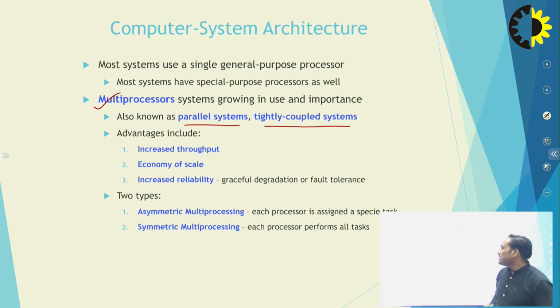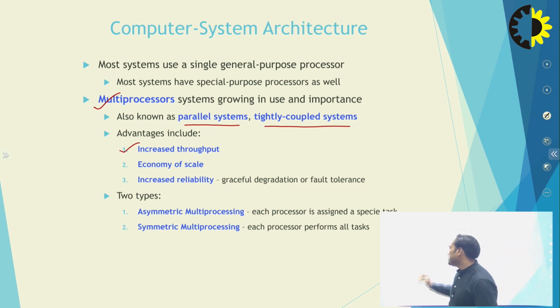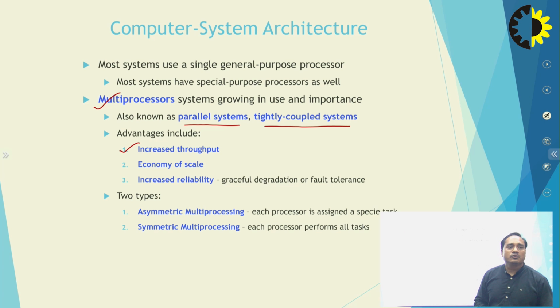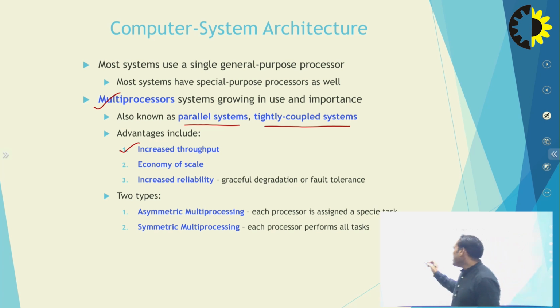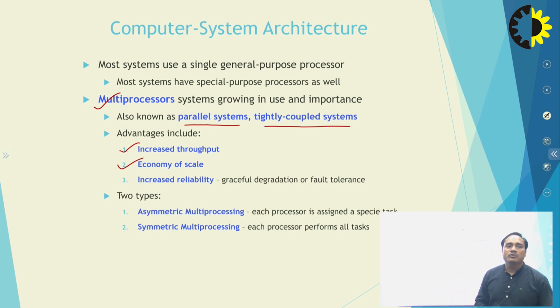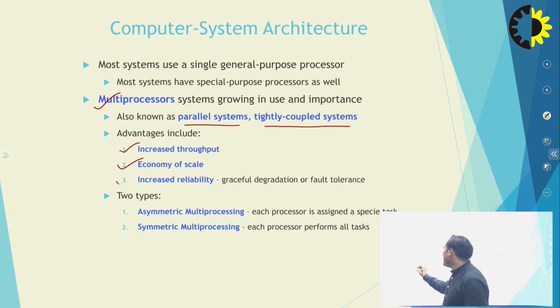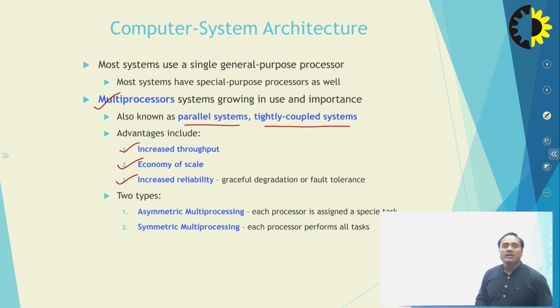What are the advantages of a multiprocessor system? Increased throughput. This is the first advantage of the multiprocessor system. Second is economy of scale. It decreases the cost, so the economy is affected by the multiprocessor system. And last is increased reliability. By using a multiprocessor system, you can increase the reliability of that system. So this is the multiprocessor system.